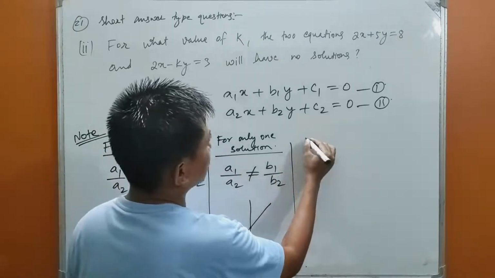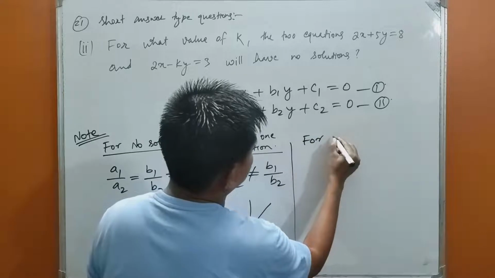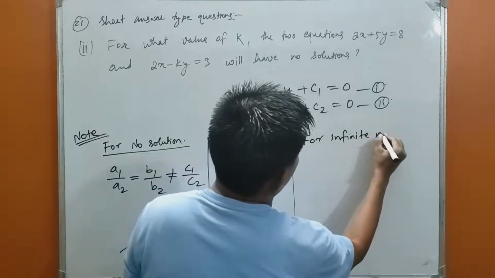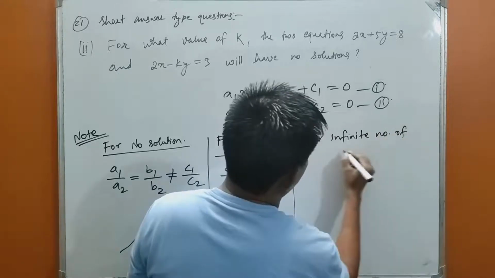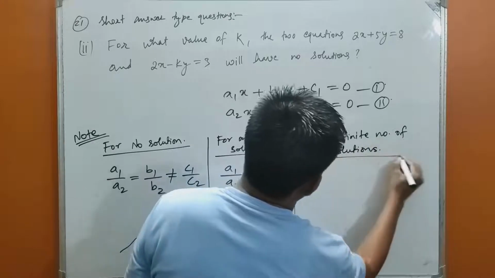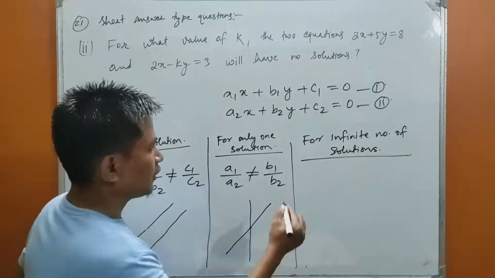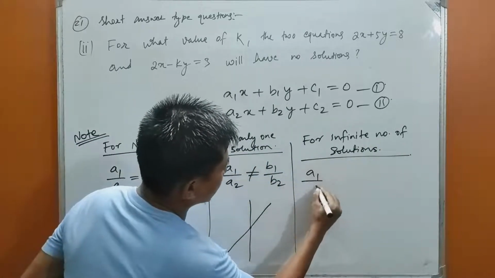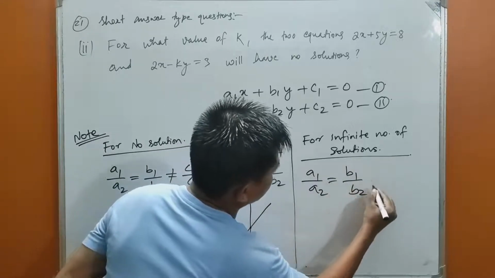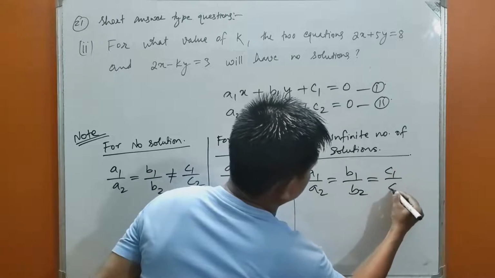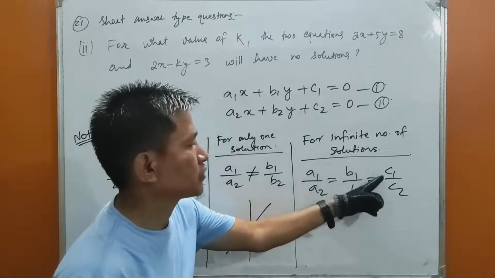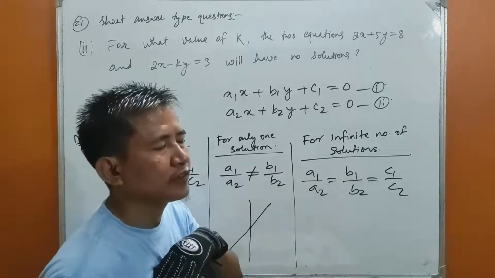The last one is for an infinite number of solutions. We must remember this. This is very, very important. If a1 by a2 equal to b1 by b2 equal to c1 by c2, then you will have an infinite number of solutions.